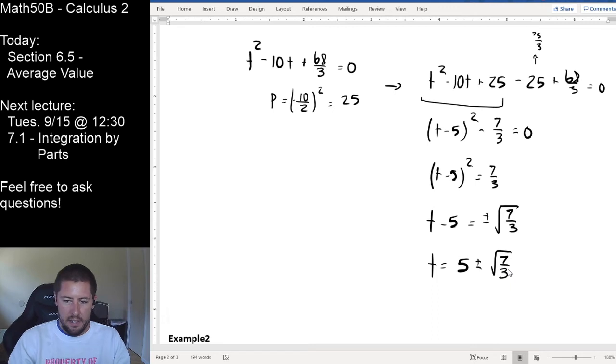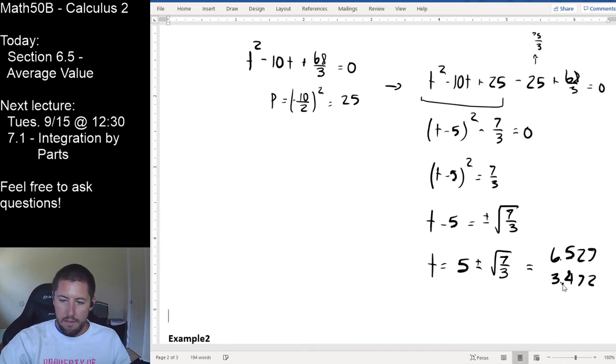I guess I could go to the calculator and actually get these. I do like these as exact answers though. So 5 plus the square root of 7 over 3, 6.527. And 5 minus that square root of 7 thirds, 3.472.